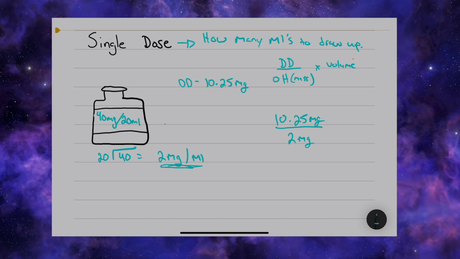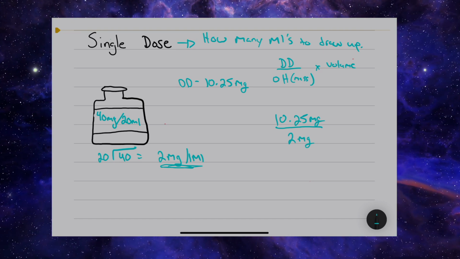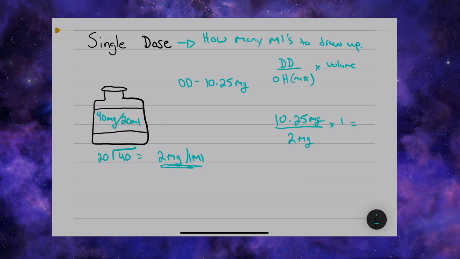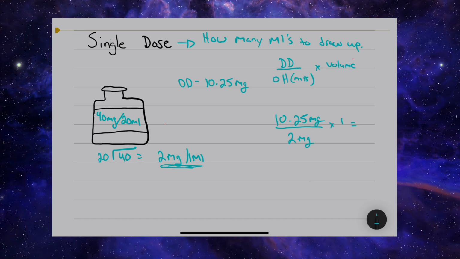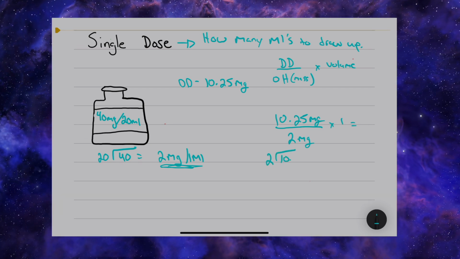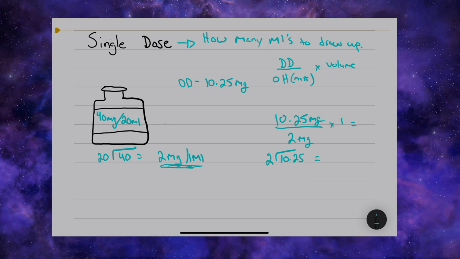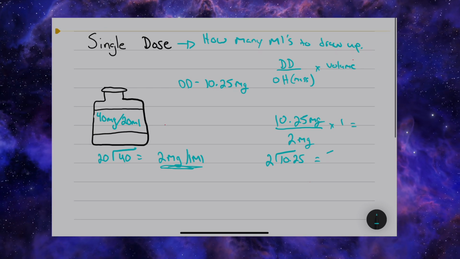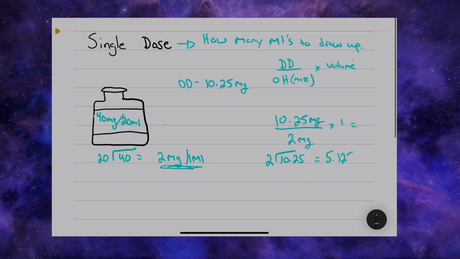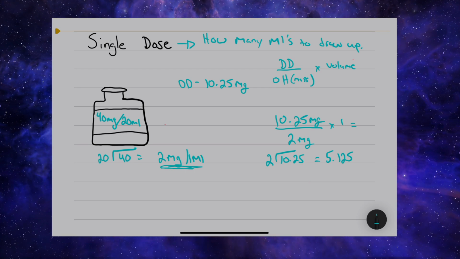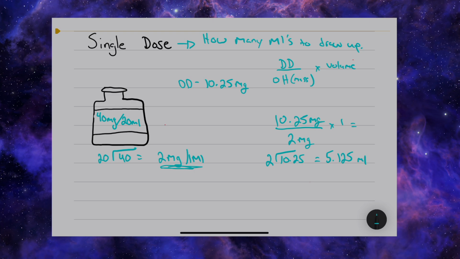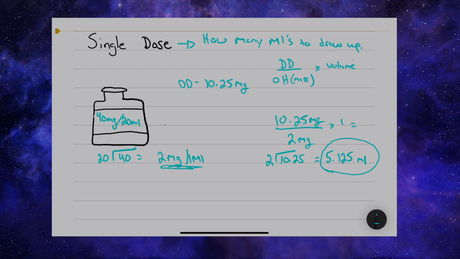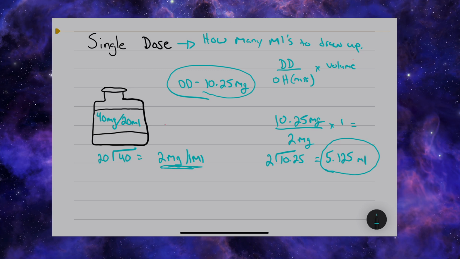So 2 milligrams, and then because I converted it down to 1 milliliter, I just have to times it by 1 to get my answer, because anything times 1 is itself. So I only have to divide once. So 2 is going to come out, 10.25 will go in. If you were to do the long division for 10.25 divided by 2, you're going to get an answer of 5.125. That times 1 is itself, so the milliliter is going to come here. So my desired dose in milliliters is I need to draw up 5.125 milliliters to give 10.25 milligrams.